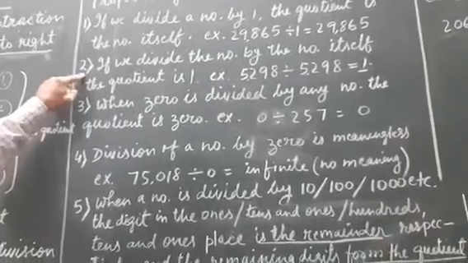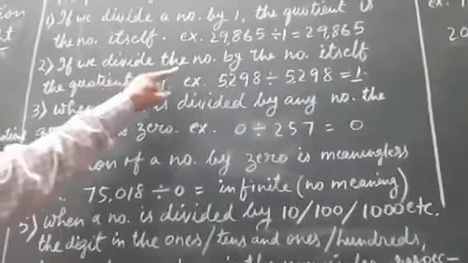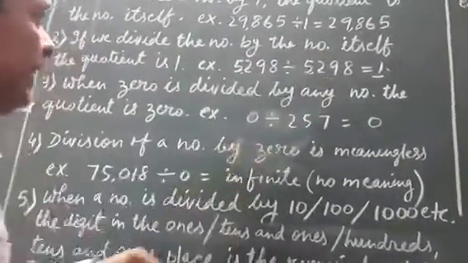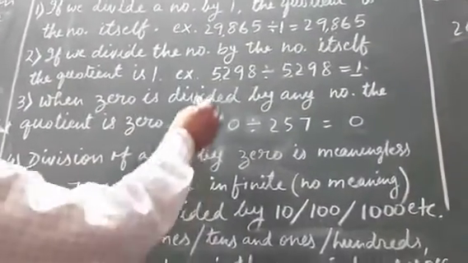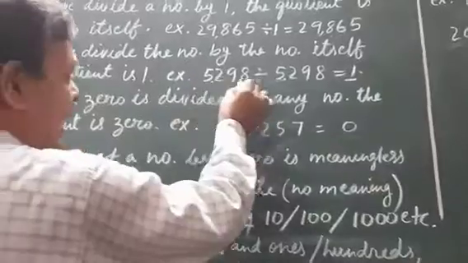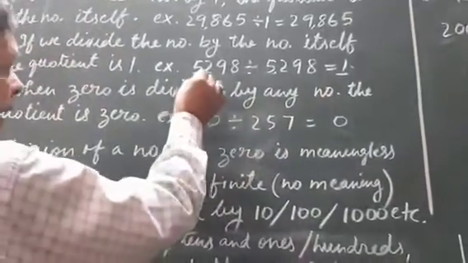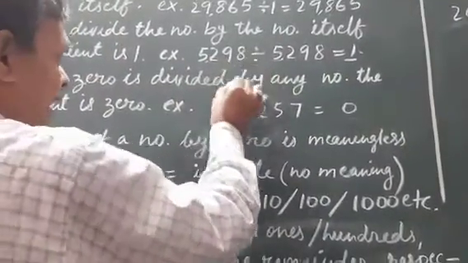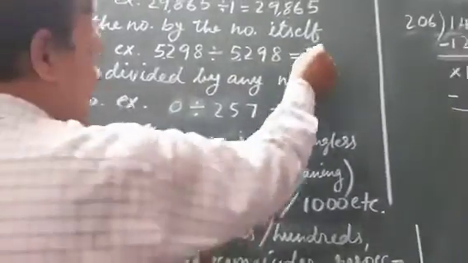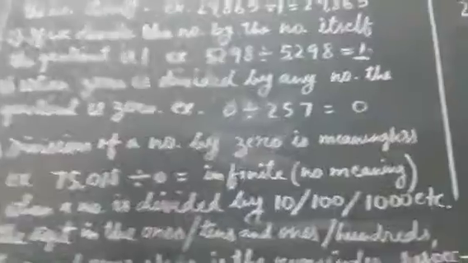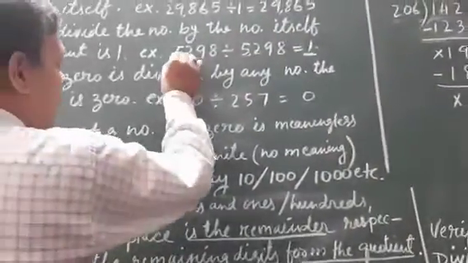Property number 2 is, if we divide a number by the number itself, the quotient is 1. Let us see this example. 5,298 is divided by 5,298 and the quotient is 1. Both numbers are the same here.